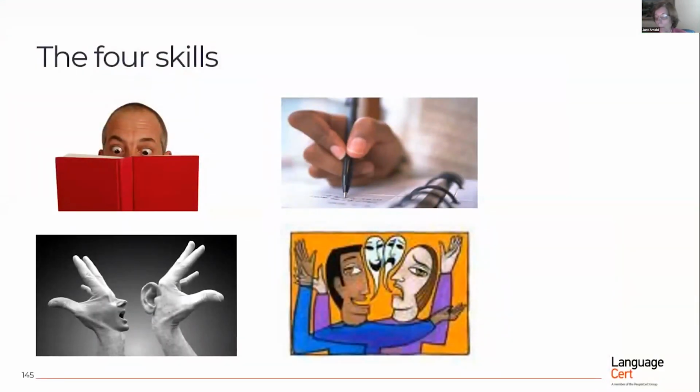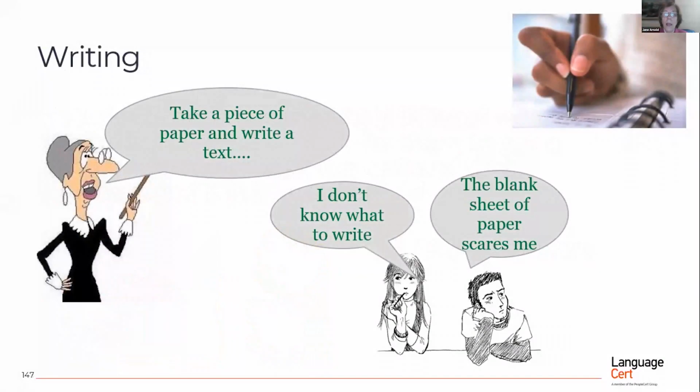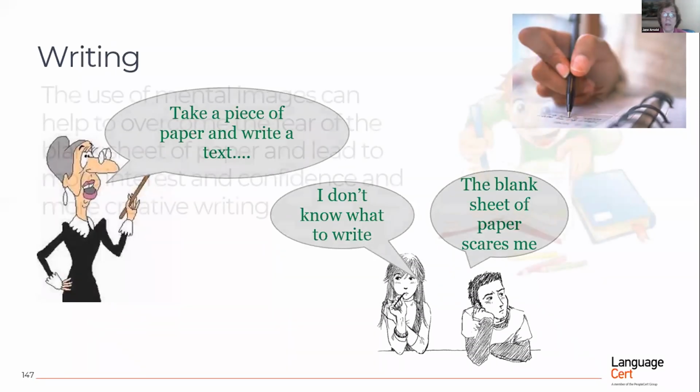With the four skills now, we can also use images. Professor Tomlinson says, with reading, if students don't see mental images of what they read, it will be difficult for them to get a good understanding of the text, and their experience of it will be superficial. In writing, if the teacher just says, take a piece of paper and write a text, their reactions might be, I don't know what to write. The blank sheet of paper scares me.